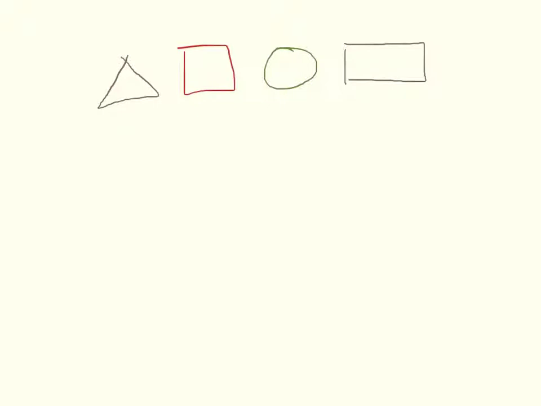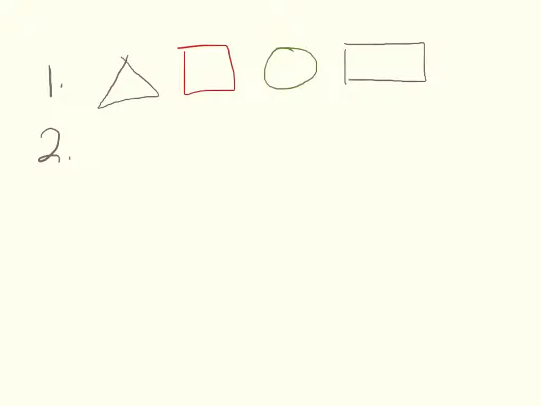Let's imagine that I pull from a bag a brown triangle, a red square, a green circle, and a brown rectangle. How many different ways could I put these in a line? Well, that's one way, right? What could I do next?